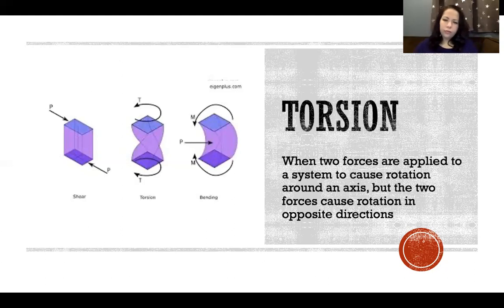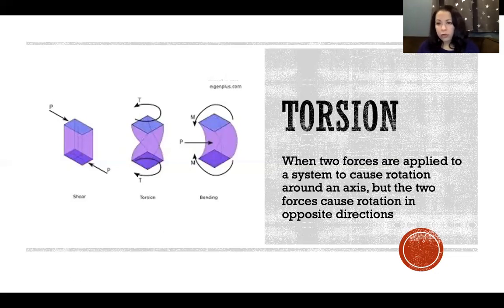Torsion is when we have two forces applied to a system that cause rotation around an axis, but the two forces are going in opposite directions. Okay, so that's what we see in this middle picture here, where we have two forces that are causing a rotation, but they're causing rotation in opposite directions of the same material. So it causes sort of a twisting effect on that tissue.